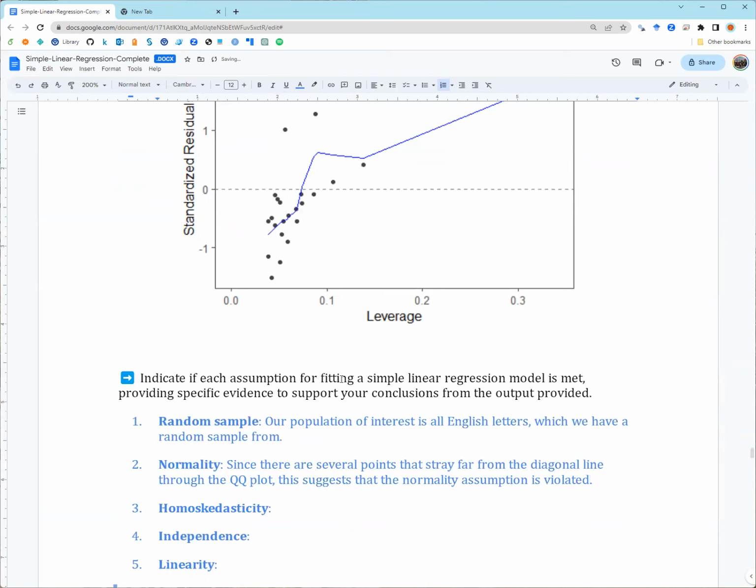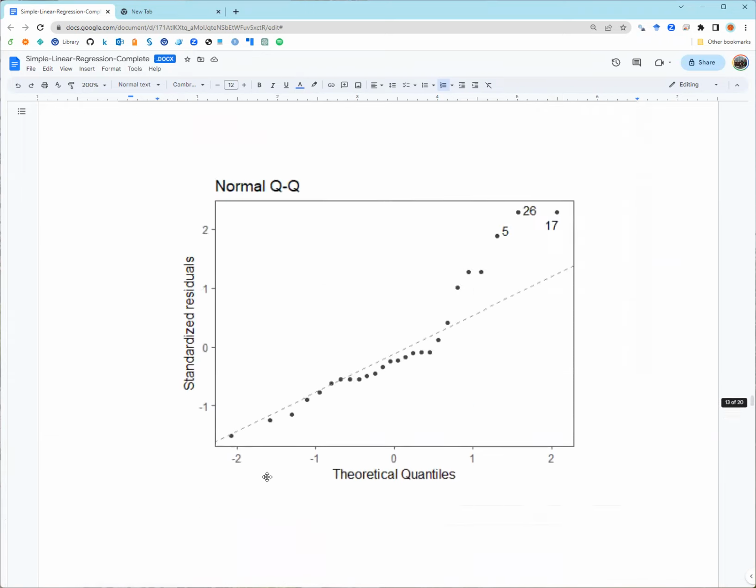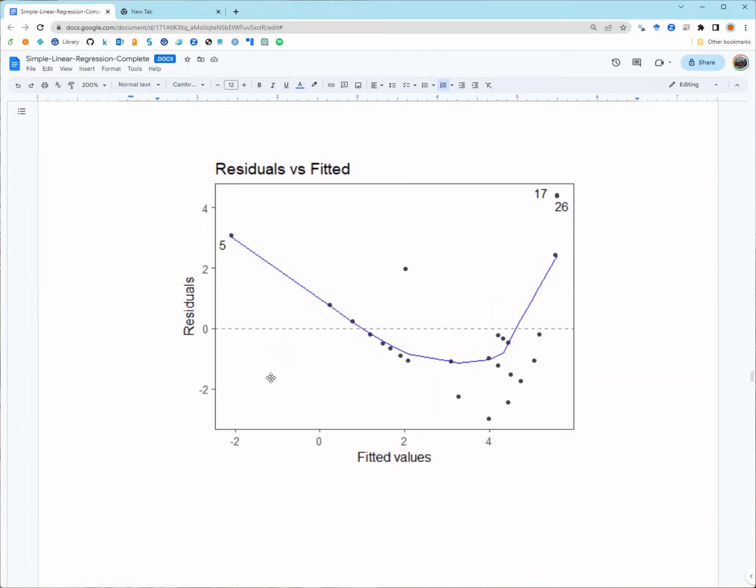So it's violated. Homoscedasticity, we're going to look at the residual by fitted value plot. So we're looking for a constant vertical spread in the points as we go from the left to the right of the plot.